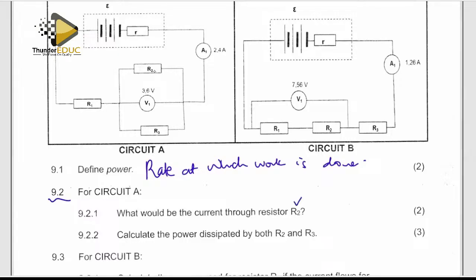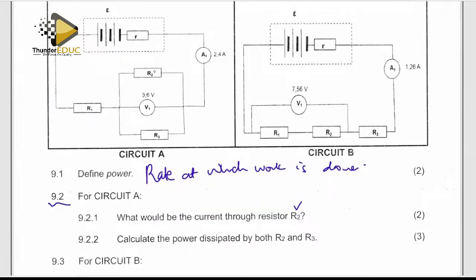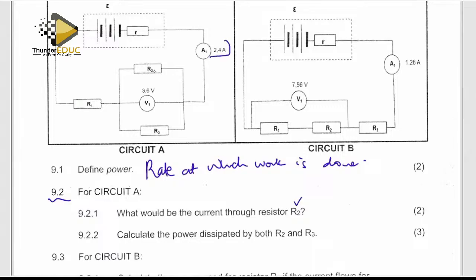The 9.2 focuses on circuit A. What is the current through R2? So one thing we know is that this is 2.4 amps. This current is flowing through these resistors, but they told us that each resistor is a 3 ohm resistor. We don't care about the 3. What we care about is that they are equal in magnitude, which means the current passing through them will be split into 2. So that's going to be 1.2 amps, the same as 2.4 divided by 2.